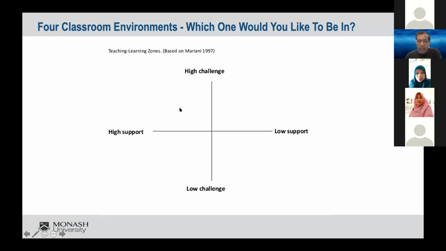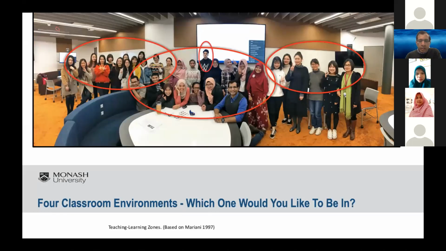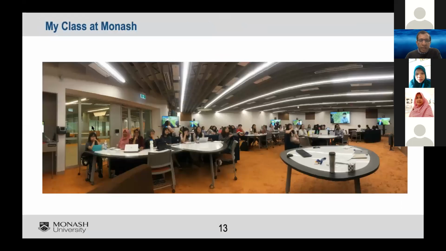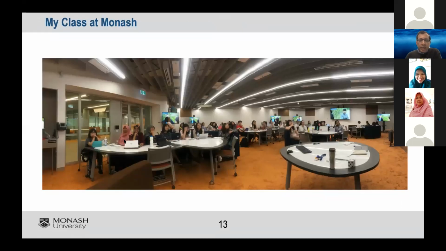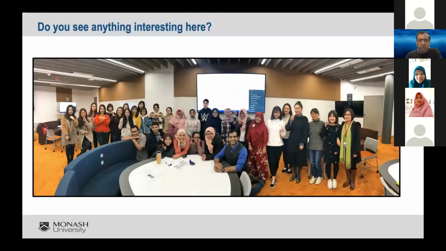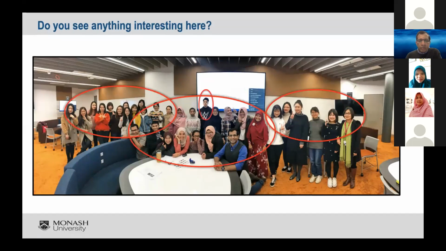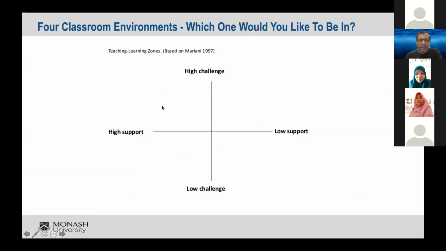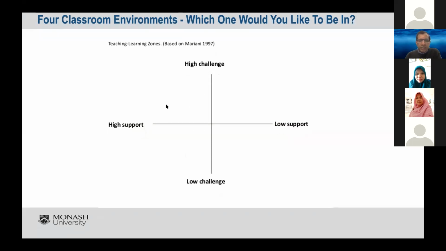We need this. If we go back to this, they are trying to be comfortable. Look at how they sit together. They sit with people from their own countries, so they are creating a zone of comfort by being with people from the same cultural background. They are not learning. We want to push them here, and one way of doing that is to diversify groups.